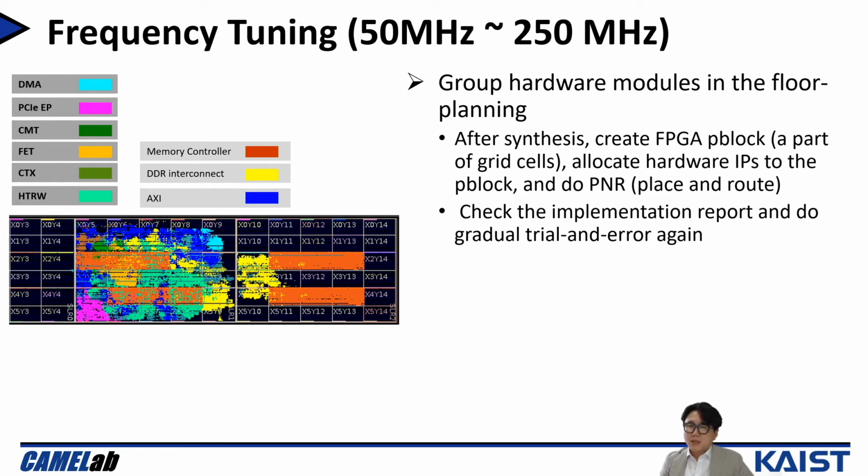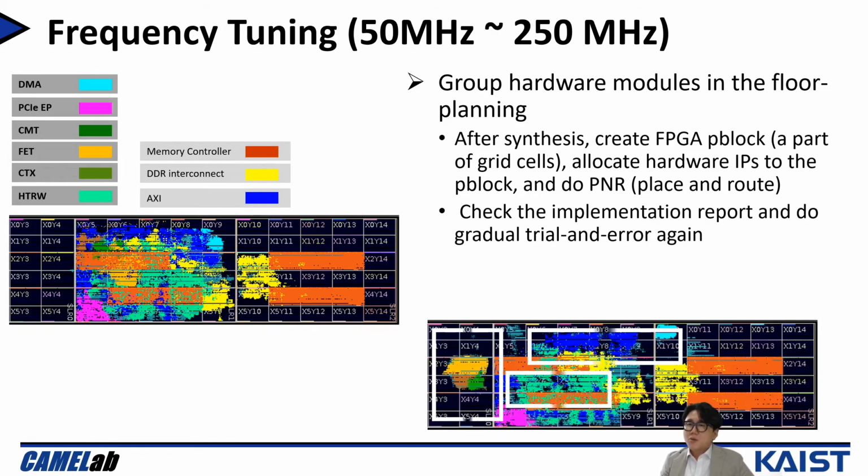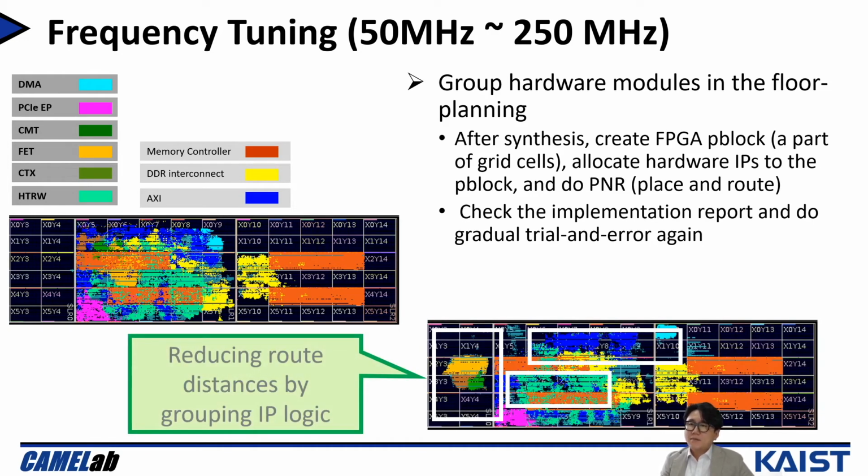Even though register slices and route splits can help to increase the frequencies, still the long routes among the multiple logic models exist. In the floor planning, we dedicate different models to different parts of the grid cells by allocating hardware IP per FPGA P block and perform the place and route again. Like the synthesis optimization phase, this PNR is also performed in a gradual trial and error manner, which is a very time-consuming job.